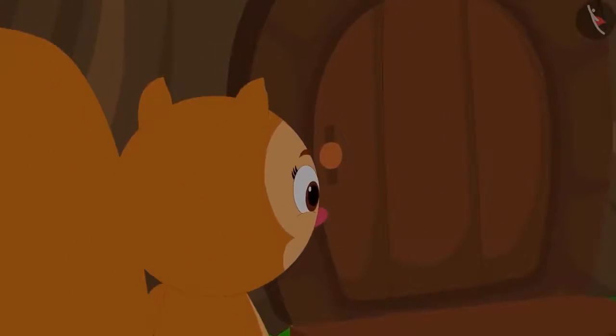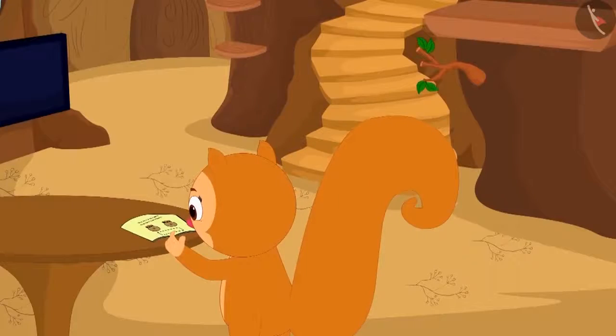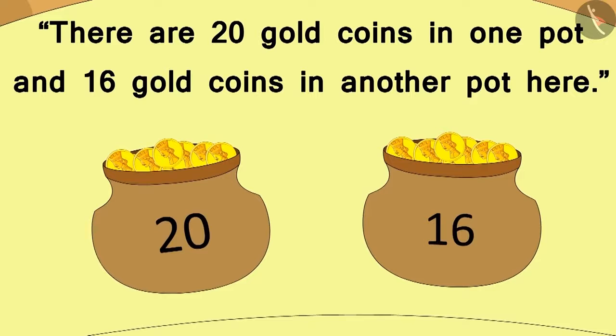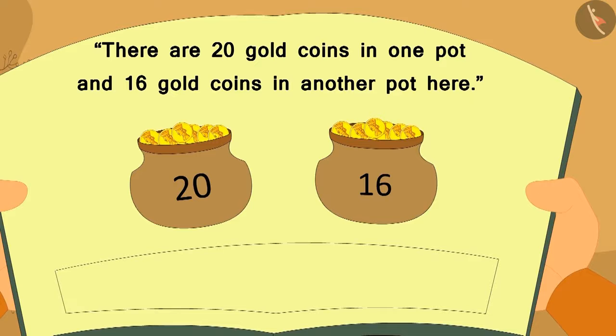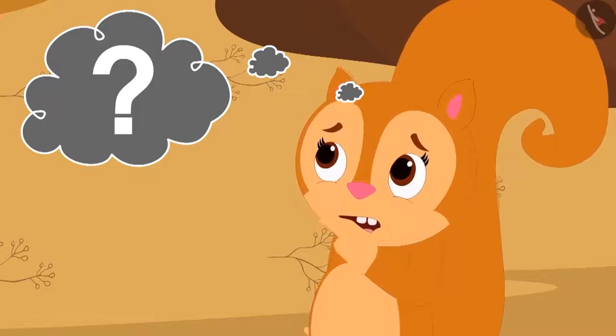Chanda picked up the book and took it to her home. This was the first picture in the book. Here, there are 20 gold coins in one pot and 16 gold coins in another pot. And there was a blank space below the picture where a question related to the picture was to be written.